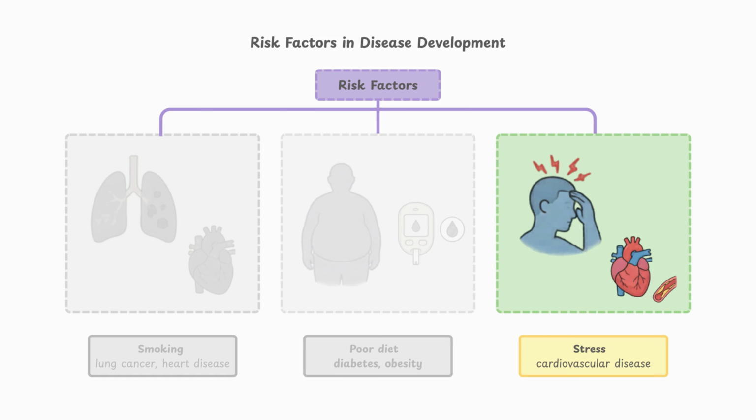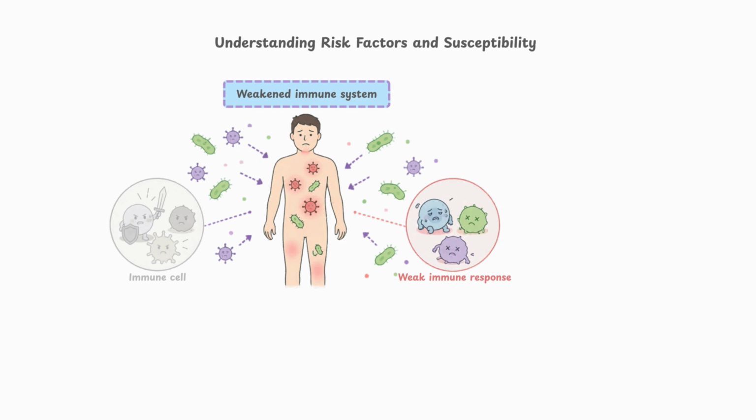Here, we can see a person surrounded by different pathogens while the immune system is weakened. Normally, immune cells help protect the body by fighting off harmful microorganisms. But when the immune system becomes weak, it becomes much harder for the body to defend itself properly. This means the person becomes more susceptible to infections. In other words, they are more likely to catch diseases because the body's protection is lower. You can also see at the bottom that strong immunity gives better protection, while weak immunity increases the risk of infection and disease.